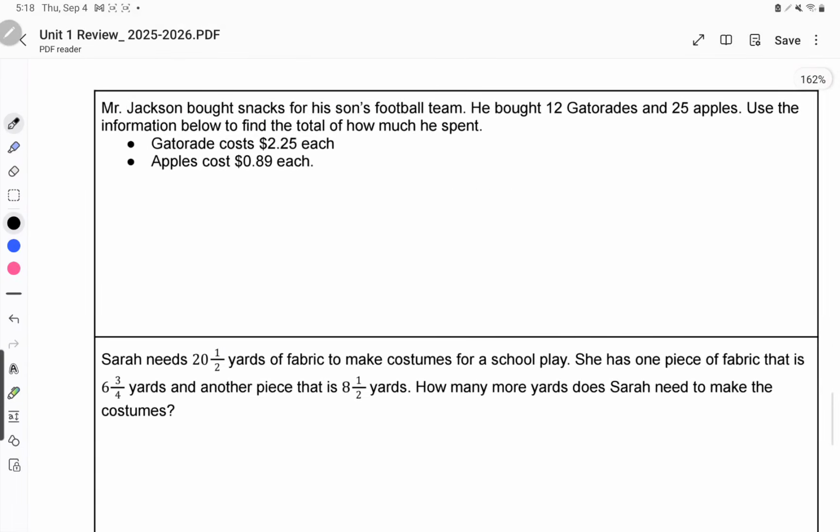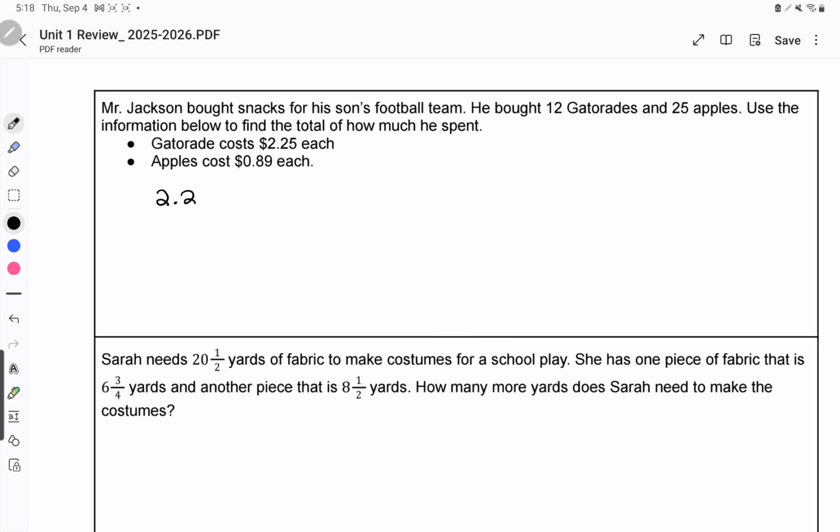Mr. Jackson bought snacks for his son's football team. He bought 12 Gatorades and 25 apples. Use the information below to find the total of how much he spent. We know that Gatorades cost $2.25 each. So if he bought 12 Gatorades and Gatorades cost $2.25 each, how do we figure out how much he spent altogether on Gatorades? We multiply it.